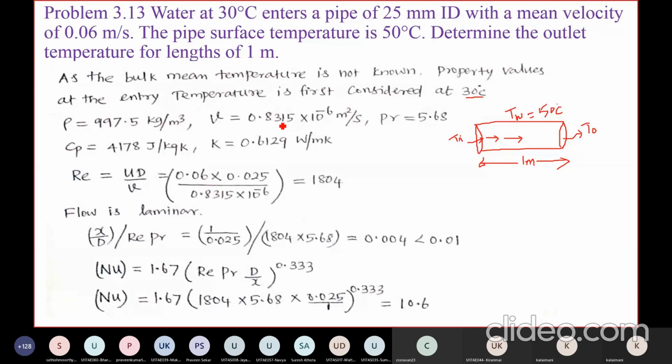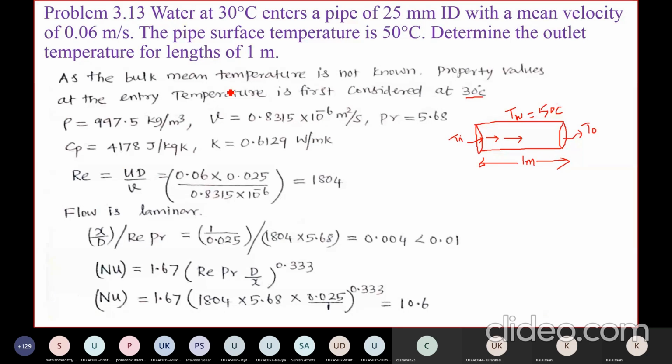Then your kinematic viscosity is 0.8315 × 10^-6 m²/s. Your Prandtl number is equal to 5.68. Cp, specific heat, is 4178 J/kg·K. Then k is equal to 0.6129 W/m·K. All these property values are available from your data book, page number 1 to 33.